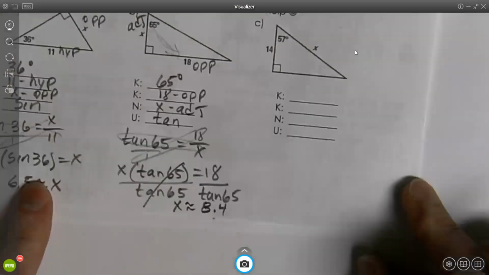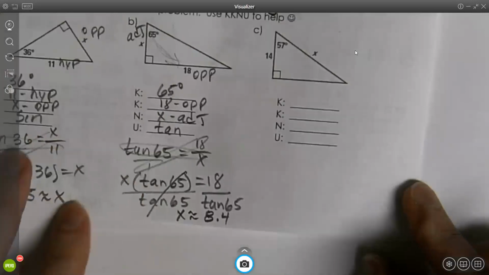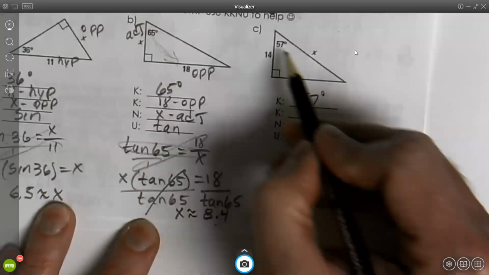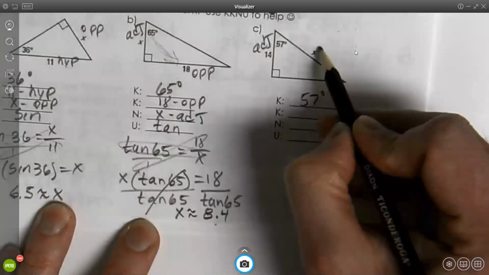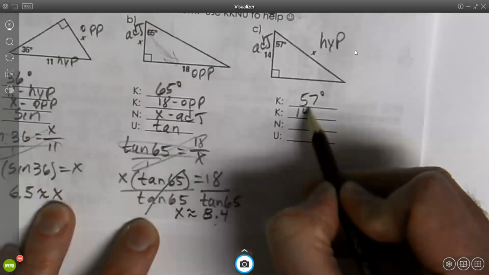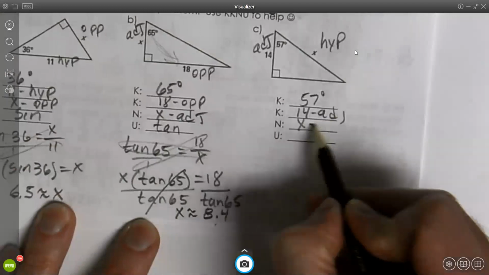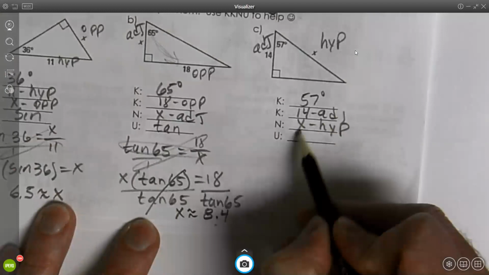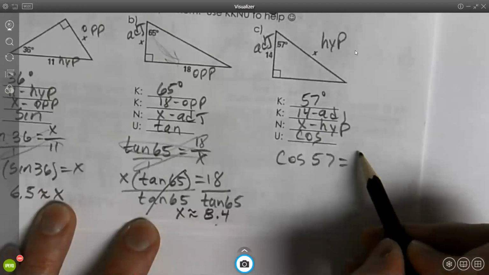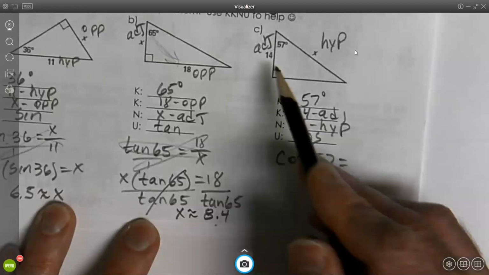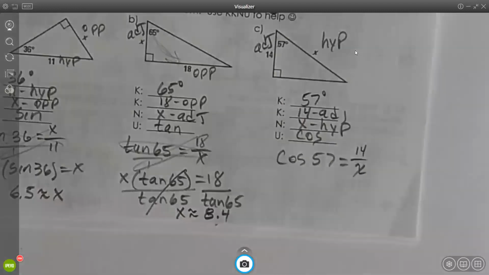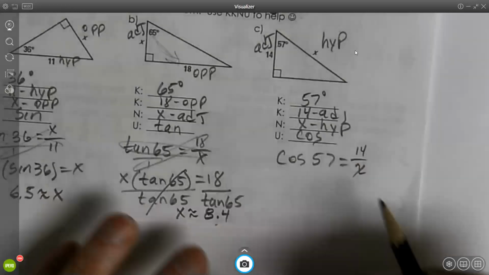And our last one, showing all our work. We know we have a 57-degree angle. We know that we have the adjacent side, and we're looking for the hypotenuse. So the adjacent side is the 14. What we need to know is the hypotenuse. So we're going to use cosine. Adjacent over hypotenuse, 14 over x. Want to be certain that you put that in the right order, because you get a different answer.